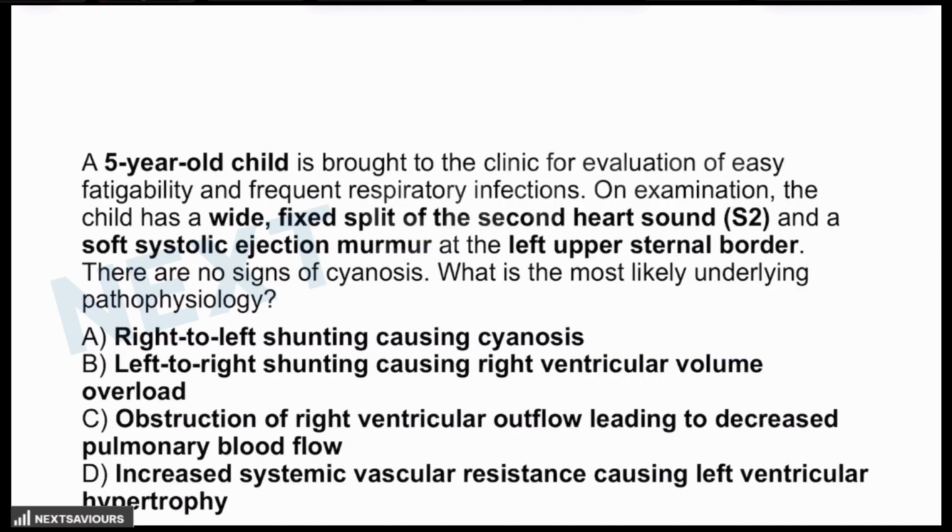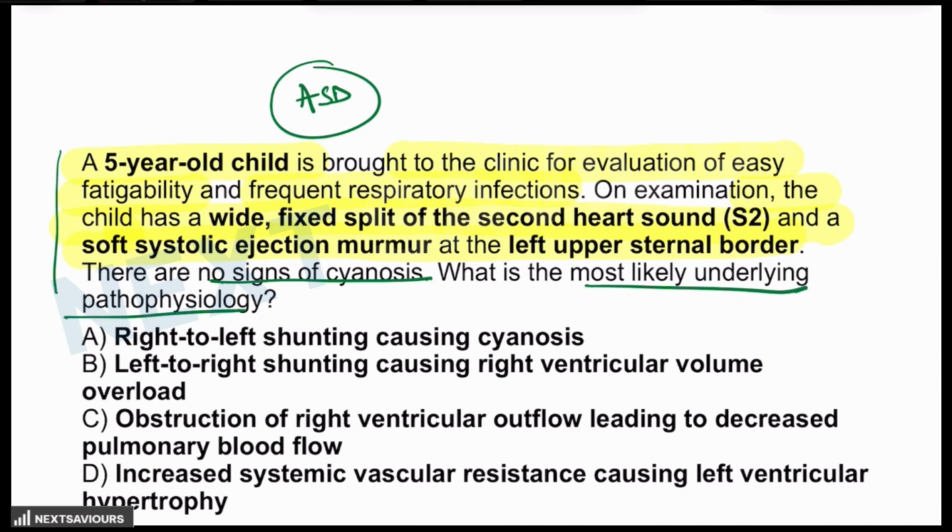But more importantly is the confirmatory question. A 5-year-old child is brought to clinic for evaluation of easy fatigability and frequent respiratory infections. On examination, the child has a wide fixed split of second heart sound and a soft systolic ejection murmur at the left sternal border. So you have identified that the question is asked in relation to atrial septal defect based on the findings provided. Now, there are no signs of cyanosis. What is the most likely underlying pathophysiological mechanism?